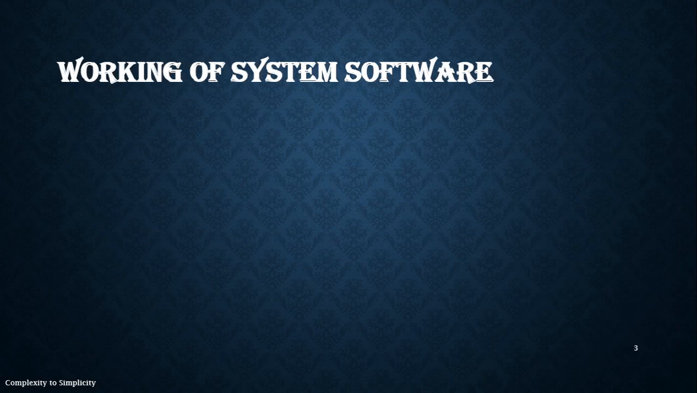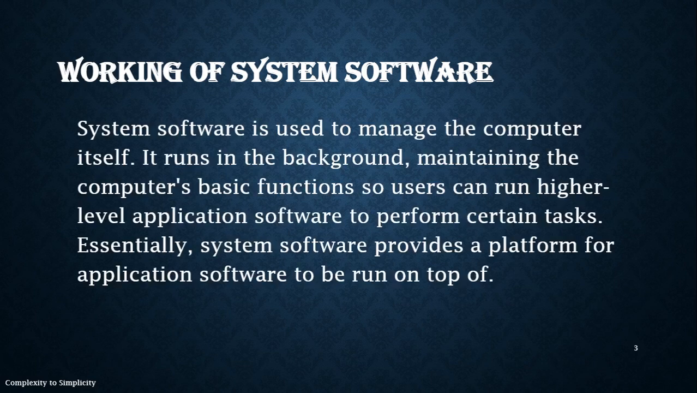The next question in our mind is the working of system software. System software is used to manage the computer itself. It runs in the background, maintaining the computer's basic functions. So the user can run high-level application software to perform certain specific tasks. Essentially, system software provides a platform for application software to run on top of it. Basically, system software runs in the background and is there for the working of the application software.